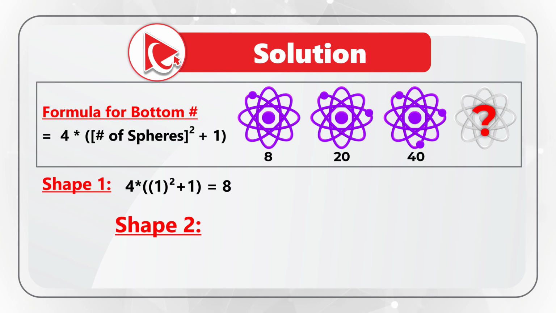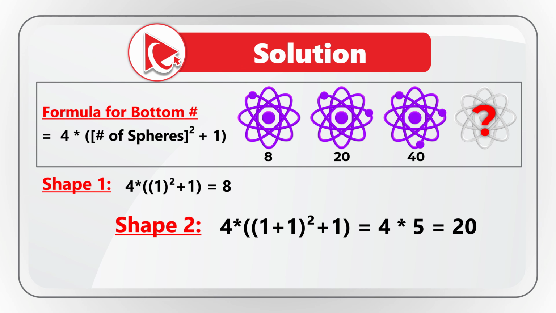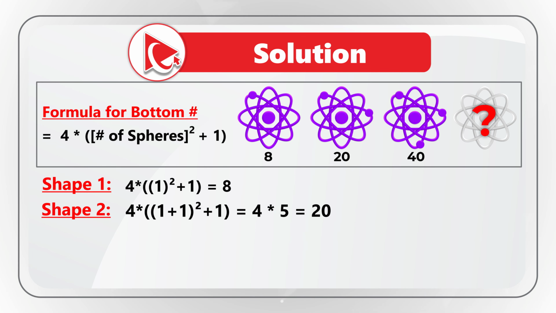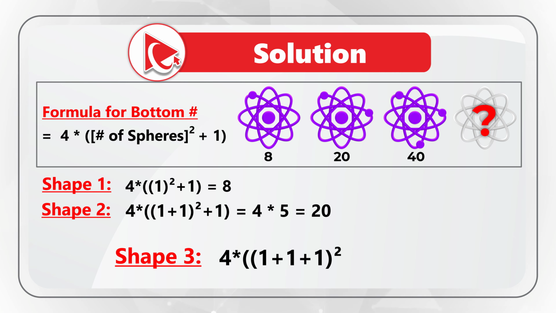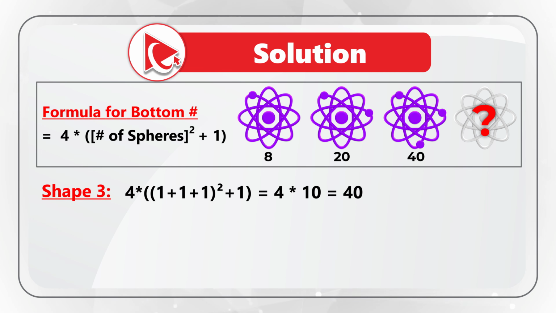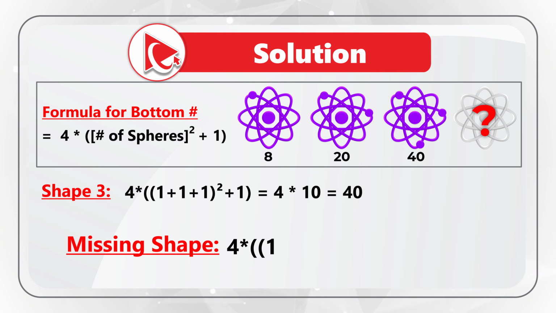For the second shape, 4 multiplied by (2 squared plus 1), which is 4 plus 1, equals 4 multiplied by 5 equals 20. For the third shape, we multiply 4 by (3 squared plus 1), which equals 4 multiplied by 10 equals 40. So to calculate the bottom number for the missing shape, we multiply 4 by (4 squared plus 1) equals 4 multiplied by 16 plus 1, 4 multiplied by 17 equals 68.